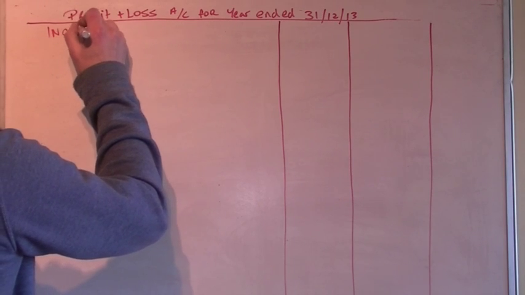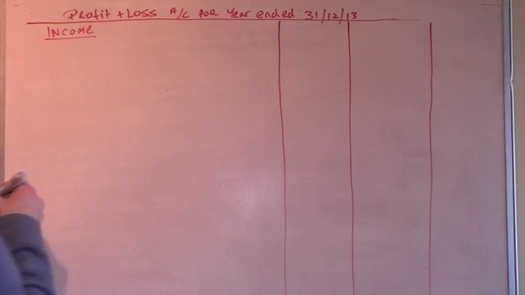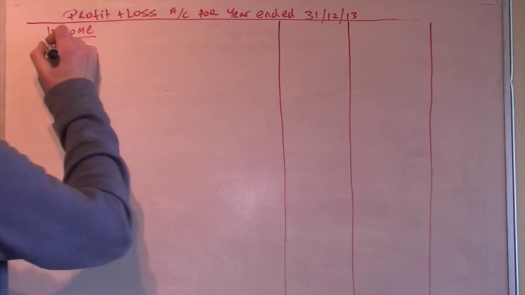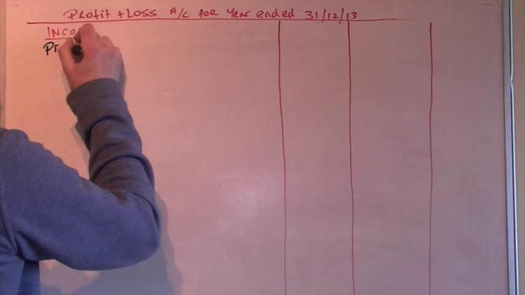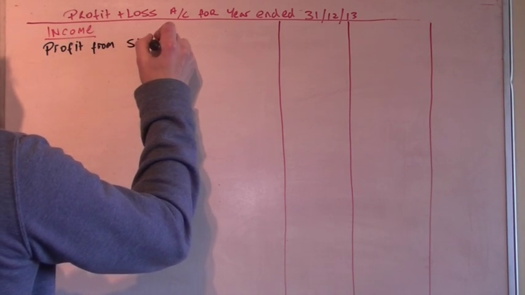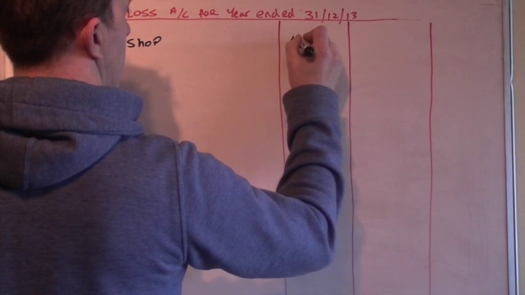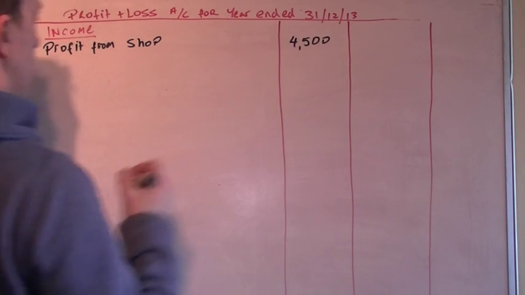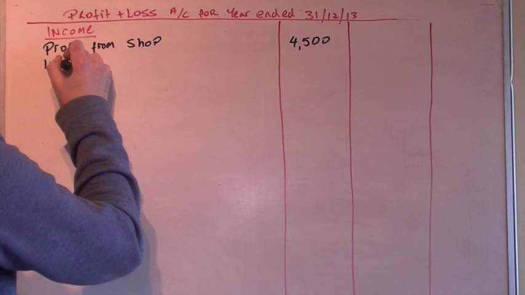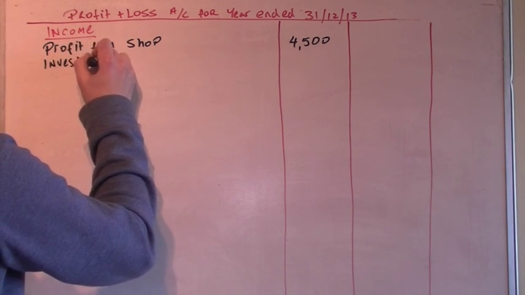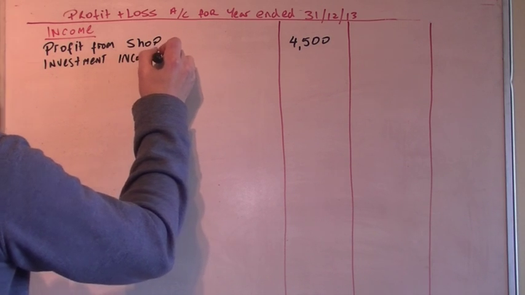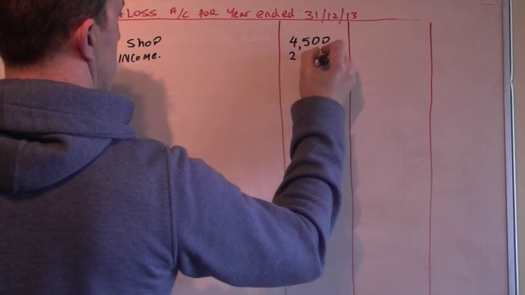Part C of the question asks us to prepare a profit and loss account for the end of the year. Now, essentially this is the income and expenditure account for the service firm. So we begin with our income. Our first income is the profit from the shop, and we've just worked that out in part B to be 4,500. Next up we have investment income received. Now this is the amount of investment income that I should have received. That's 5% of the 40,000 euro investment, which is 2,000 euro.